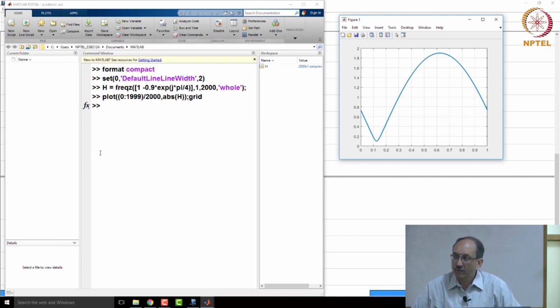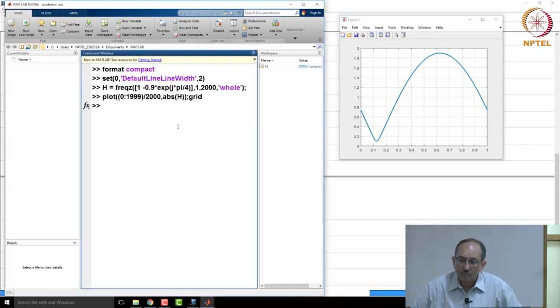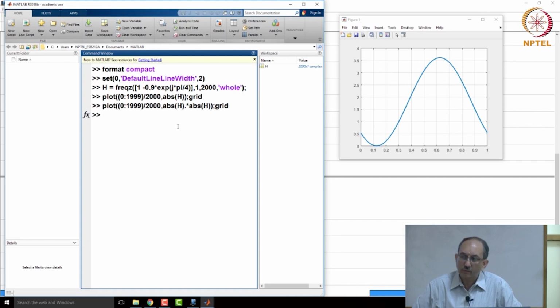Really what I have done is I have plotted the magnitude. What looks like a cosine is the magnitude squared, right. Therefore, this does not look like a cosine because this is the magnitude of the transfer function. What is the cosine? Is the magnitude squared. So there is the magnitude squared, which looks exactly like a cosine.